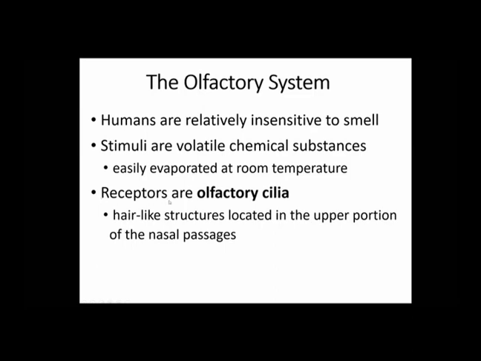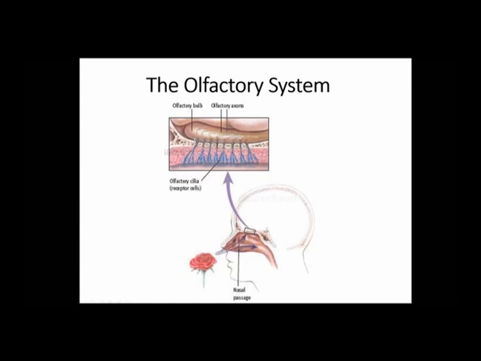And then in this case, our receptors are going to be olfactory cilia, so little hair-like structures that are located along our nasal passages. And we can get a visual of that here. If we're looking at the inside of our nose, up at the top here, we have this olfactory bulb that connects to all of these cilia, our receptor cells for scent.